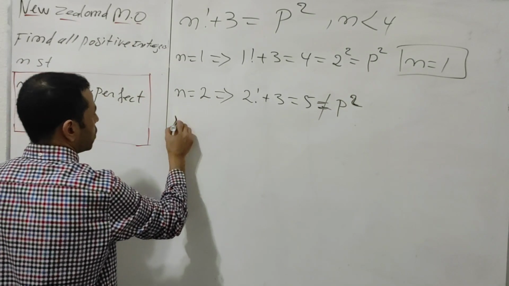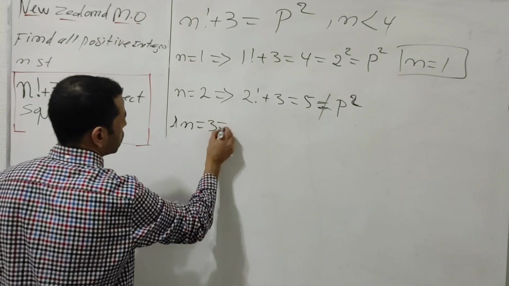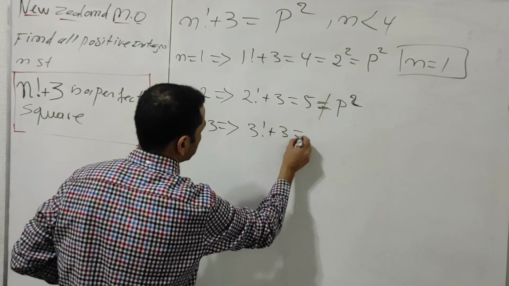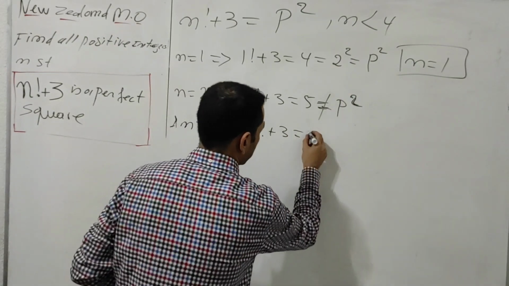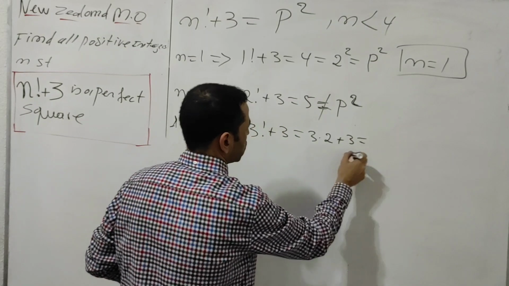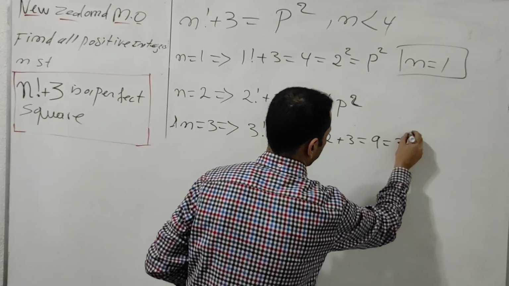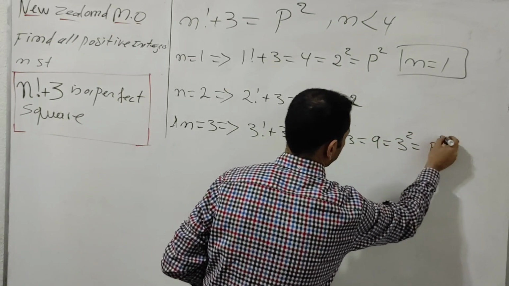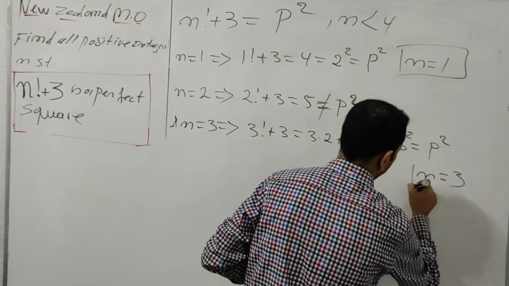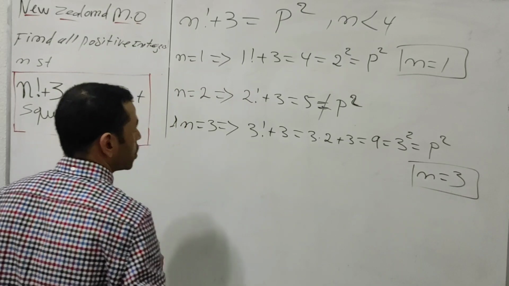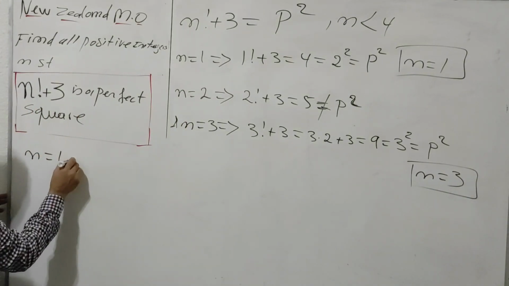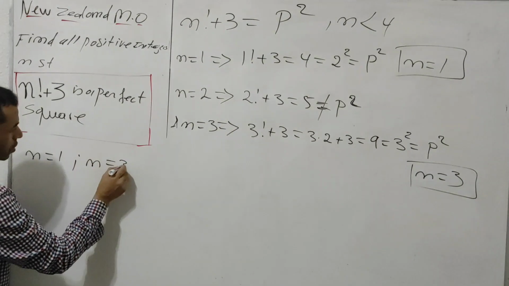Let's check with n equal to 3. We have 3 factorial plus 3. 3 factorial is 6, which is 3 multiplied by 2, plus 3. 6 plus 3 is 9. 9 equals 3 squared, which is p squared. That means n equal to 3 is a solution as well. So the only solutions that we have are n equal to 1 and n equal to 3.